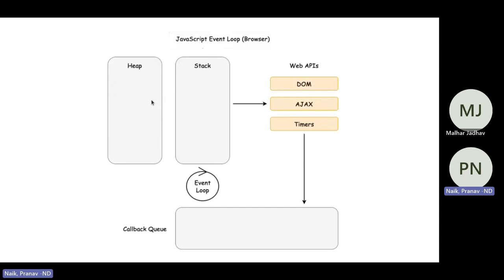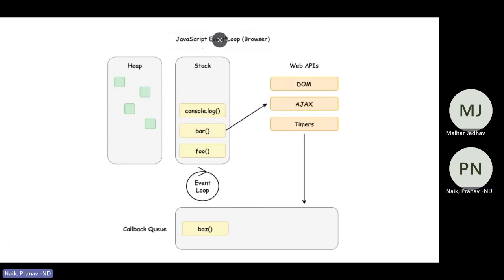There is heap memory. Then we have stack memory. Correct. For the browser, we have a callback queue. So what happens whenever the interpreter reads the program or the code? Let us try to understand it using an example. What happens when our interpreter tries to read a script?